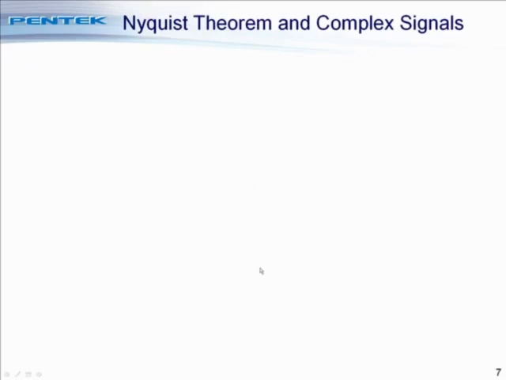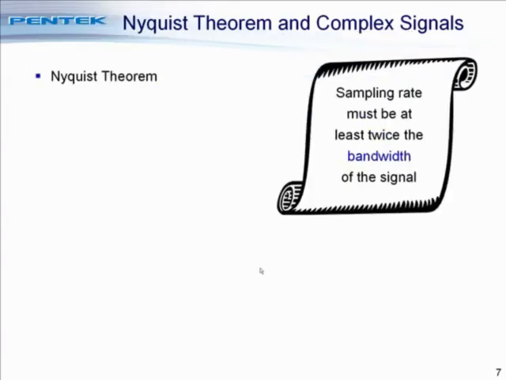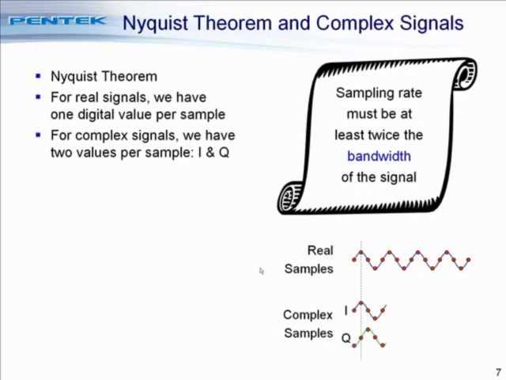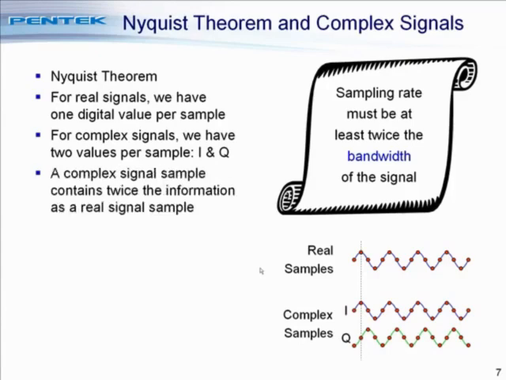Now let's take a look at the Nyquist theorem and complex signals. The Nyquist theorem states that the sampling rate must be at least twice the bandwidth of the signal. For real signals, we have one digital value per sample, represented by the vertical dashed line. However, for complex signals, we have two values per sample, the I and the Q. A complex signal sample contains twice the information as a real signal sample.